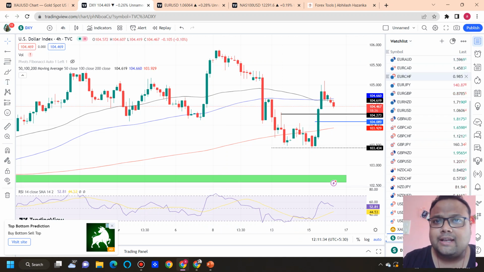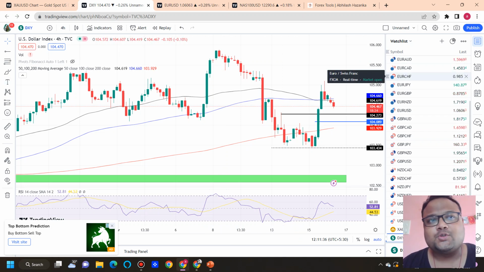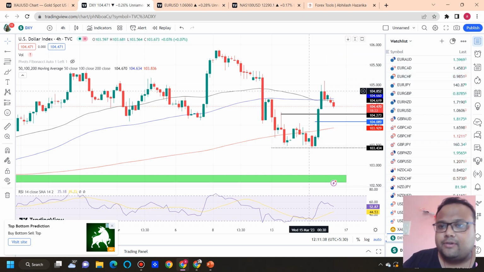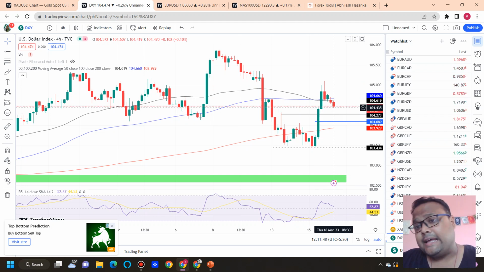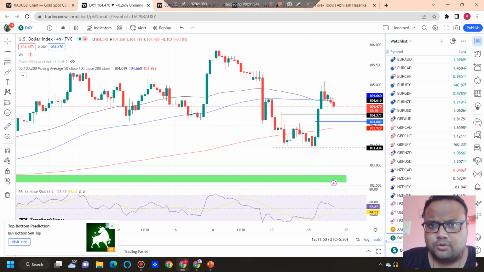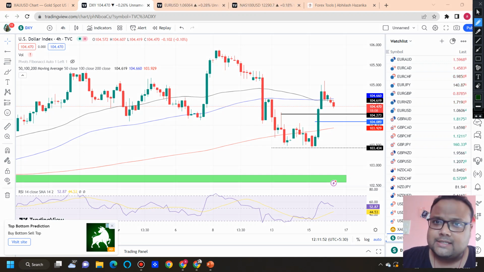So first of all, let's have a look at the chart of DXY, the US dollar index. After this massive recovery, DXY is going for correction. There is no proper direction in the market right now. The index is standing at 104.47. So before news, in the US session, which will be evening for me, we have some news, jobless claims data. Though it's not a very big news like NFP or CPI, still there will be some volatility.